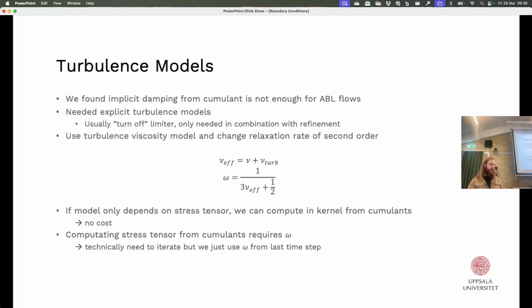If you have a model that requires the full velocity gradient tensor, so du by dy or dy by dx, then you have to do it in a separate kernel, because you have to make sure that you've done all the collision and updated all the velocities, and then you can do a finite difference and compute the velocity gradients.